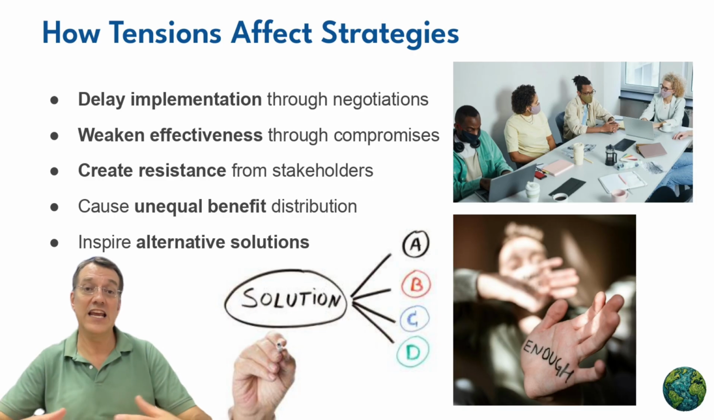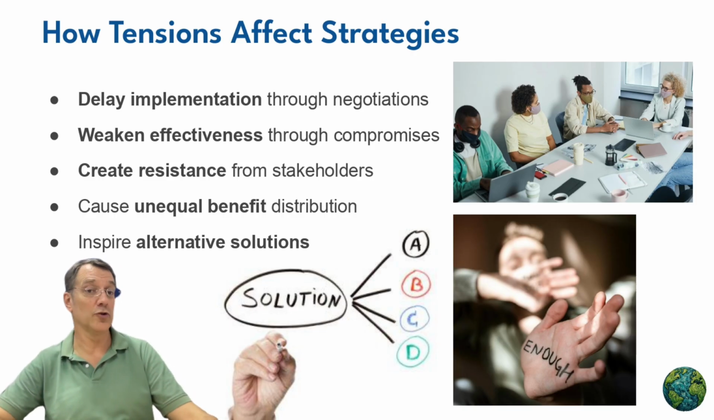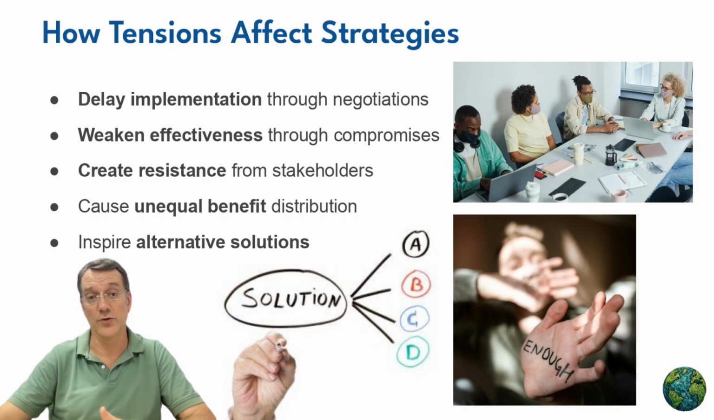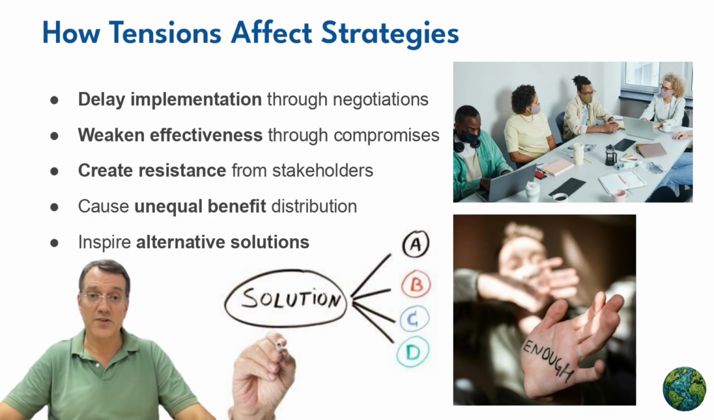They cause unequal distribution of benefits, where some groups gain while other groups lose, and that leads to questions around environmental justice. But sometimes, and this is worth noting, tensions can actually inspire alternative solutions as people search for approaches that better address multiple stakeholder concerns. When you write about how tensions affect strategies, be specific about which of these impacts you're seeing in your example.